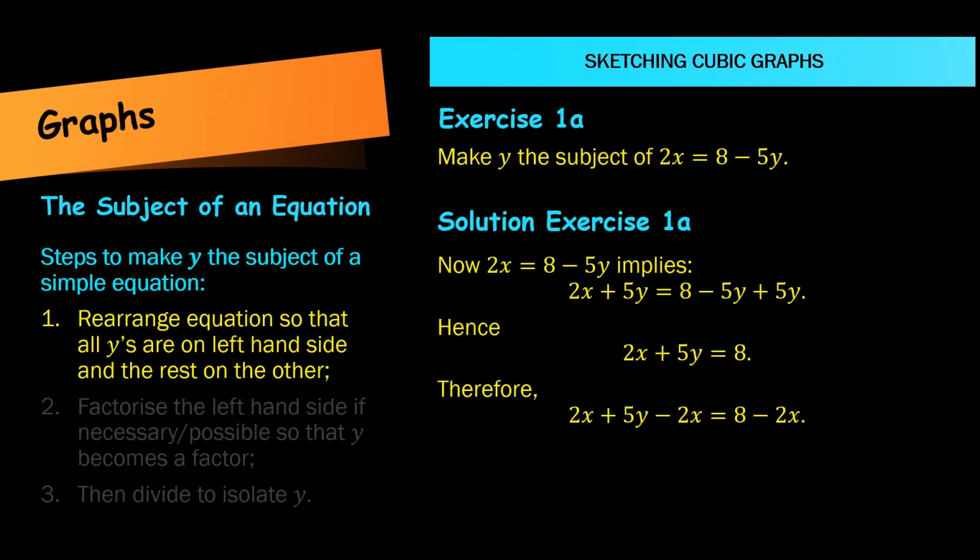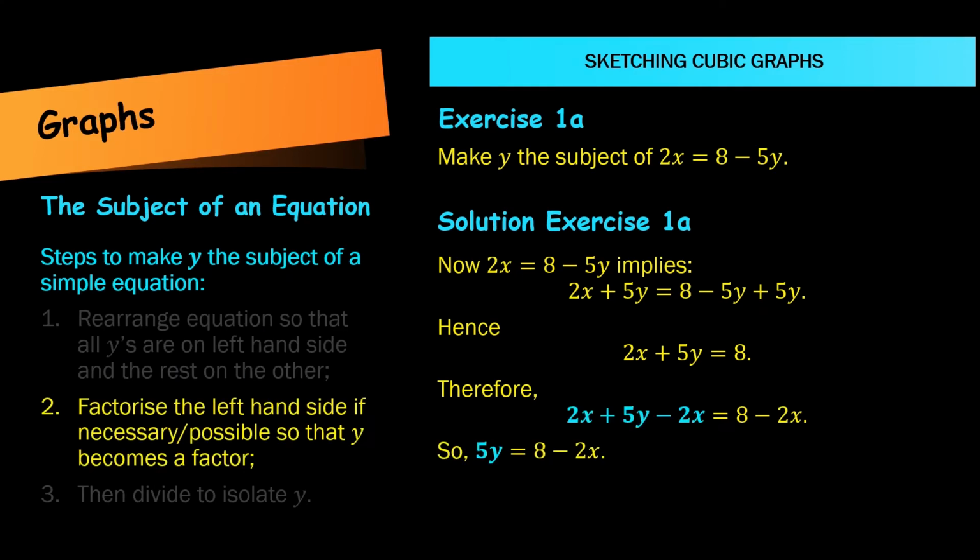Now we're going to get rid of any term which doesn't involve a y, and in particular, in this example, it's 2x. So we're going to subtract 2x from both sides. So here's our equation, and here's 2x subtracted from both sides. And we're left on the left-hand side with 5y as shown, and on the right-hand side we have 8 minus 2x.